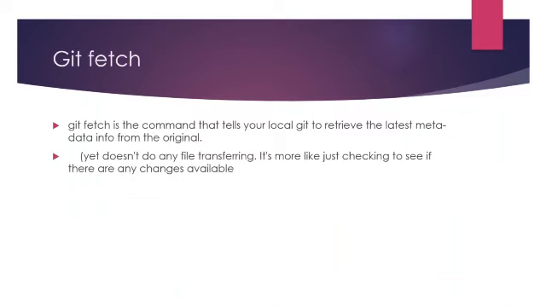First question: are you aware of git fetch? Git fetch is a command that tells your local Git to retrieve the latest metadata changes from the origin. We have two repositories, one local and another in the cloud. By using the git fetch command, we can check what changes were made compared to the remote and local repositories.